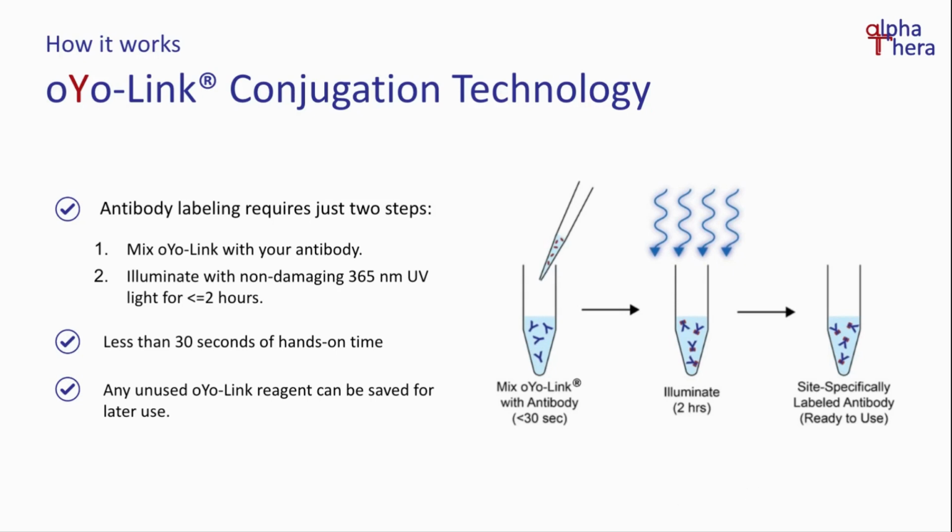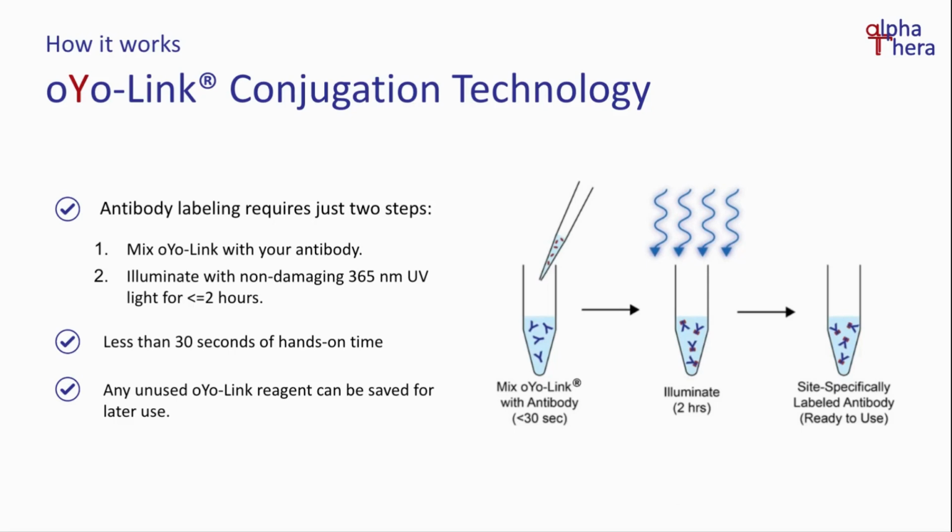In most cases, the conjugated antibody does not need to be purified. However, in highly sensitive applications, the free oYo-Link can be removed using a variety of standard techniques, including magnetic beads available from AlphaThera, spin filtration, dialysis, and chromatography.